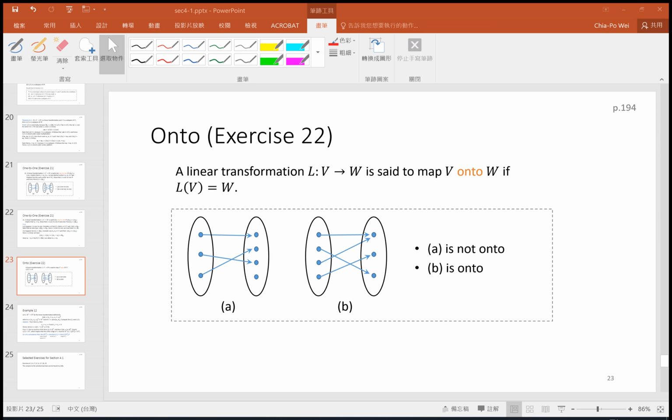We introduce the concept of onto for linear transformation in exercise 22 on page 194 of the textbook. A linear transformation L from V to W is said to map V onto W if L of V equals W. L of V is the image of V under L, and is also the range of L. If the range of L equals W, then we say L is an onto function.